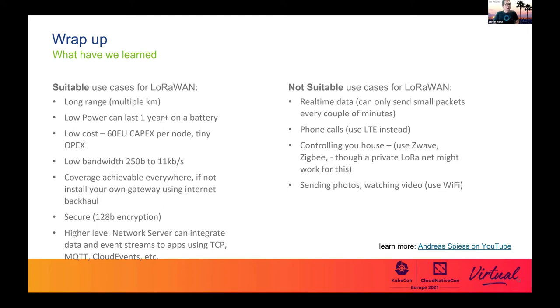It also supports low-cost devices, and we're talking about 60 euros of CapEx per node and tiny amounts of operational expense. They are constrained to low bandwidth, so there are clearly use cases that demand higher bandwidth that aren't suitable. But for things like event or measurement reporting, in the range of reports once every 5 minutes or even less frequently, demanding bandwidths in the range shown in this slide, this is a good match. Coverage is achievable essentially everywhere. If there's not already a gateway in the area, you can add your own.